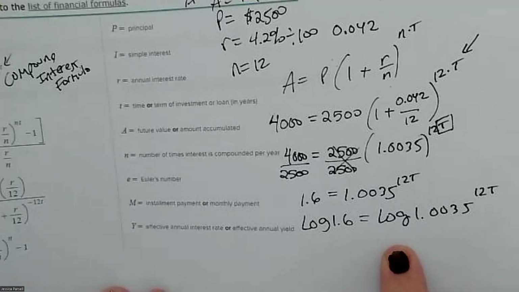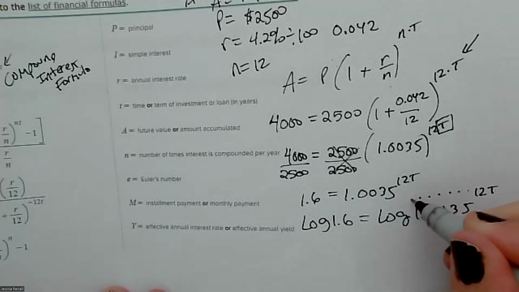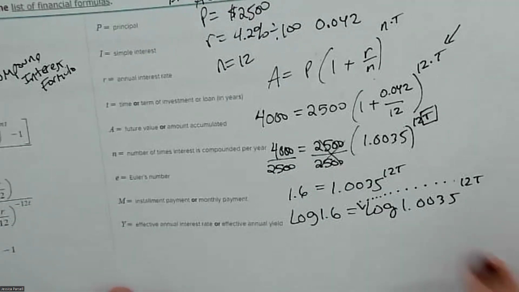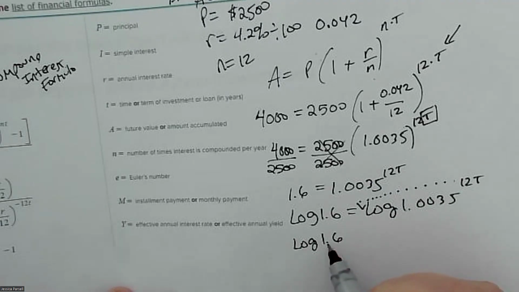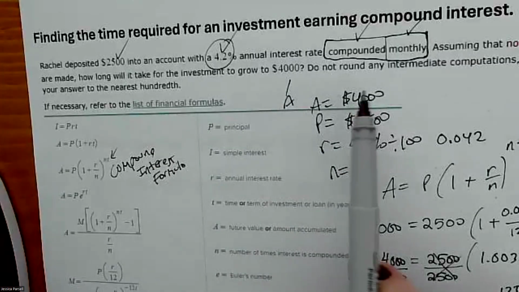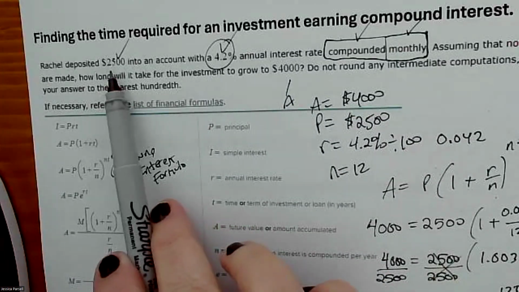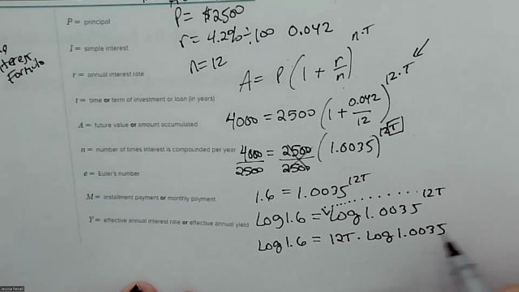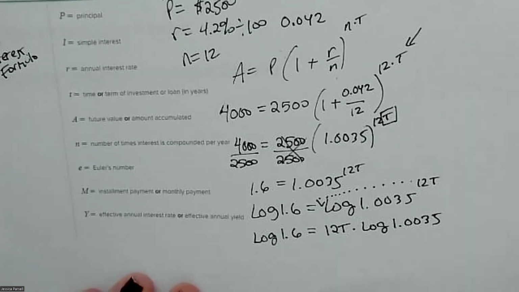Once you do that, that allows you to get this nanny nanny boo boo t down in front, which is what we want. We got to get him out of there and down in front so we can find out what he is. Because what we're really looking for is how long is it going to take for Rachel to have 2,500 grow to 4,000? How many years is she going to have to leave this money in the bank? So I'm going to rewrite this as 12t times the log of 1.0035. Okay, now we're cooking with bacon here. Now we can figure out what t is.